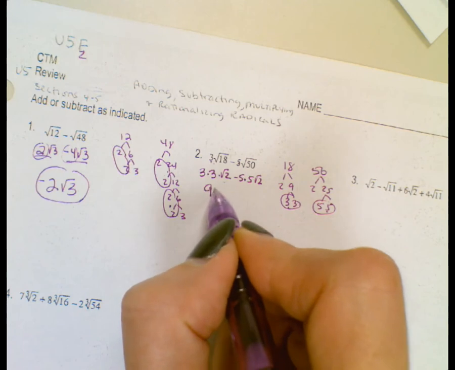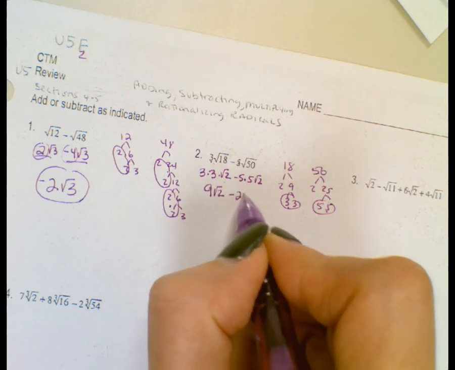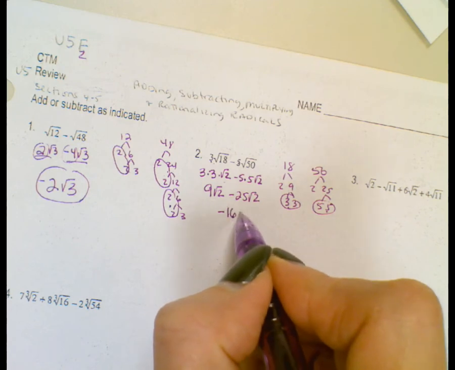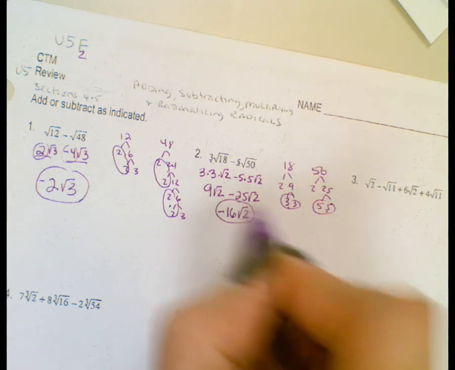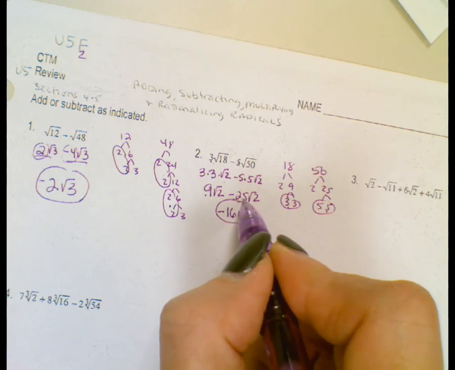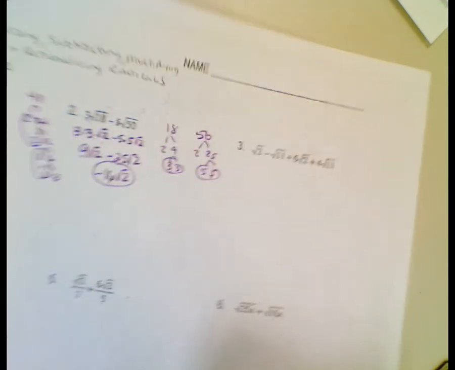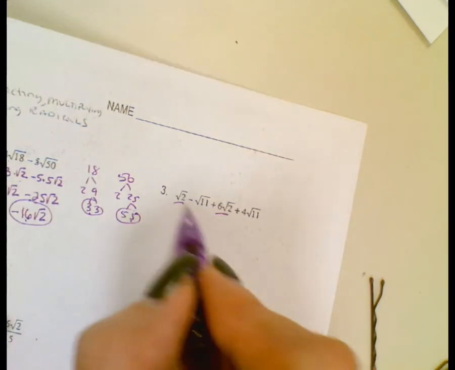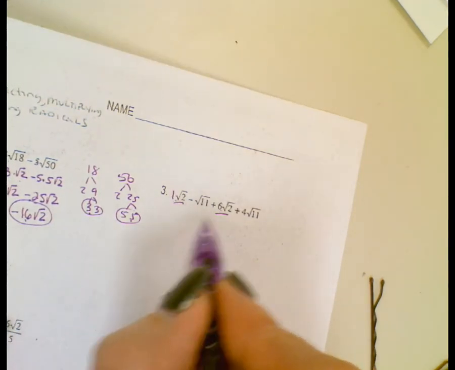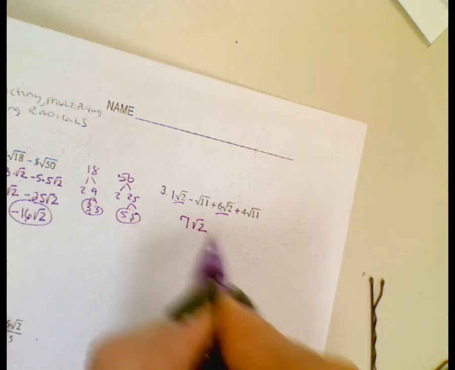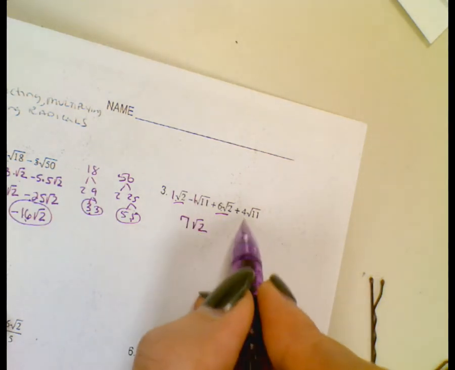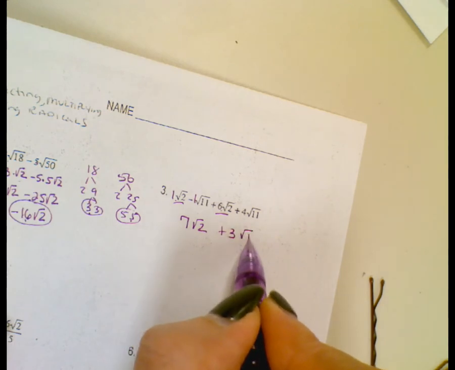So this becomes 9 square root of 2 minus 25 square root of 2, which is negative 16 square root of 2. Because you add the 9 minus 25 is negative 16. This one right here, you've got some like terms already. So there's a 1 here. So 1 plus 6 is 7 square root of 2. This one is a 1, negative 1, and 4 is 3 square root of 11.